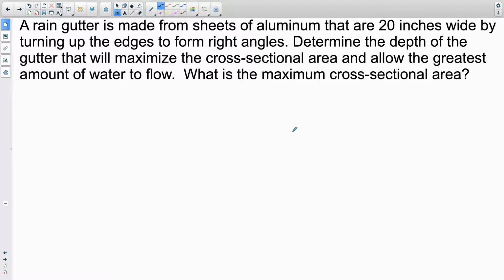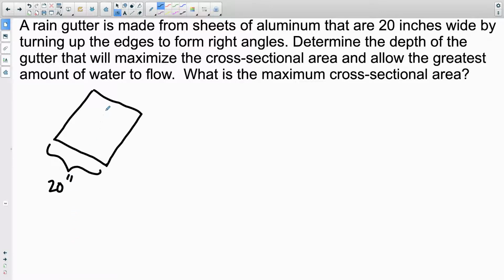Let's look at another maximization problem. A rain gutter is made from sheets of aluminum that are 20 inches wide by turning up the edges to form right angles. Okay, so let's take my horrible drawing skills and put them to the test here. So here's a sheet of aluminum, and this sheet of aluminum is 20 inches wide.